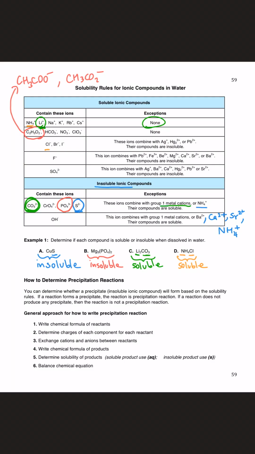Therefore, if the products that we determine are insoluble salts, we can classify that type of reaction as a precipitation reaction. And here is the general approach for how to write a precipitation reaction. I'm going to use this general approach to help me write the precipitation reaction for the next example. Example 2. Write a balanced chemical equation for a precipitation reaction when the following solutions are mixed. If no reaction occurs, write no reaction on the product side.